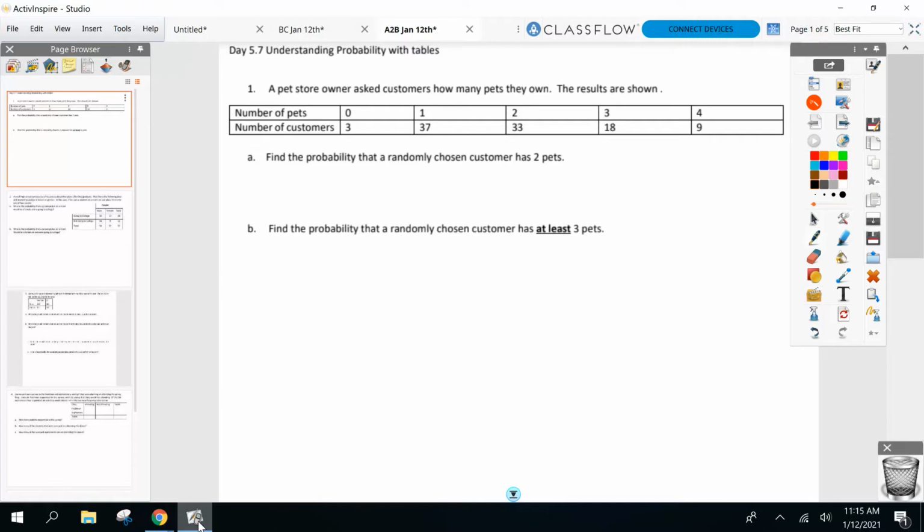All right, so for this one, first question is, using the table, what's the probability a customer has 2 pets? All right, guys, use the numbers from the table. Some of you guys just see 2, and then you automatically think it's 2 out of something. No. Use the table. Read the table. Figure out how many customers have 2 pets here.